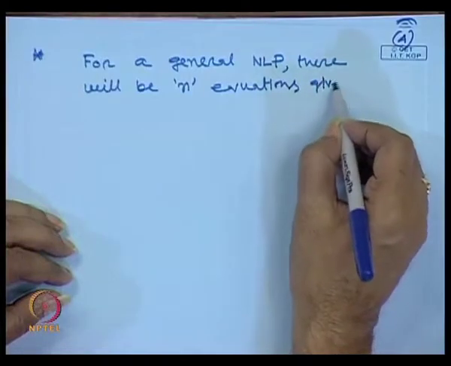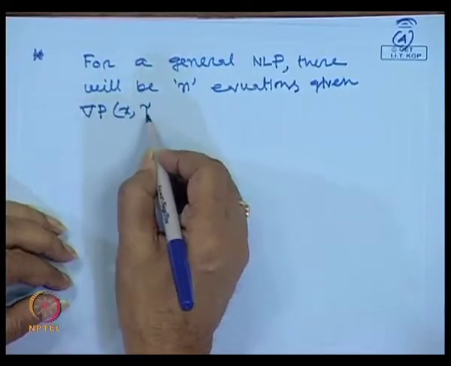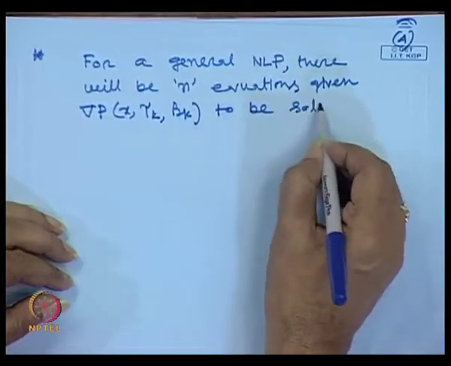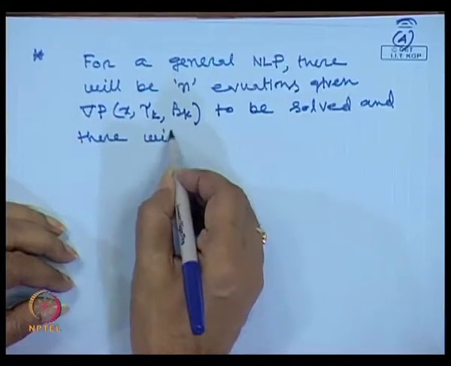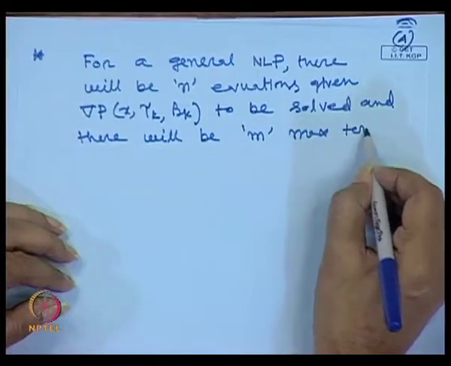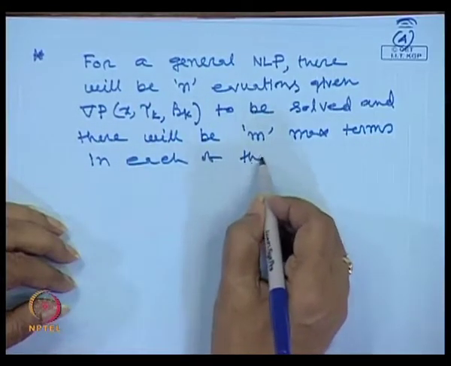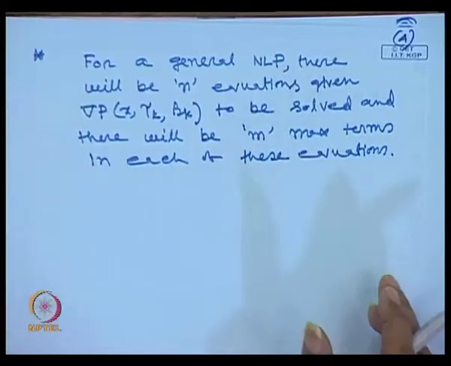Next we will solve the nonlinear programming problem using the interior penalty function method, which is also called the barrier function method. So the next topic is the solution of a nonlinear programming problem using the interior penalty function method, or barrier function method.